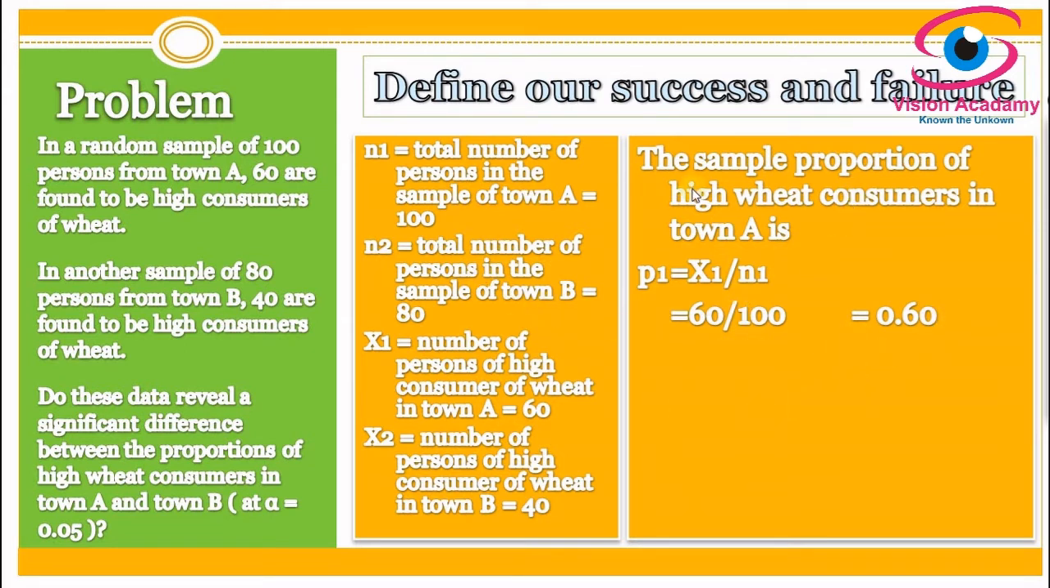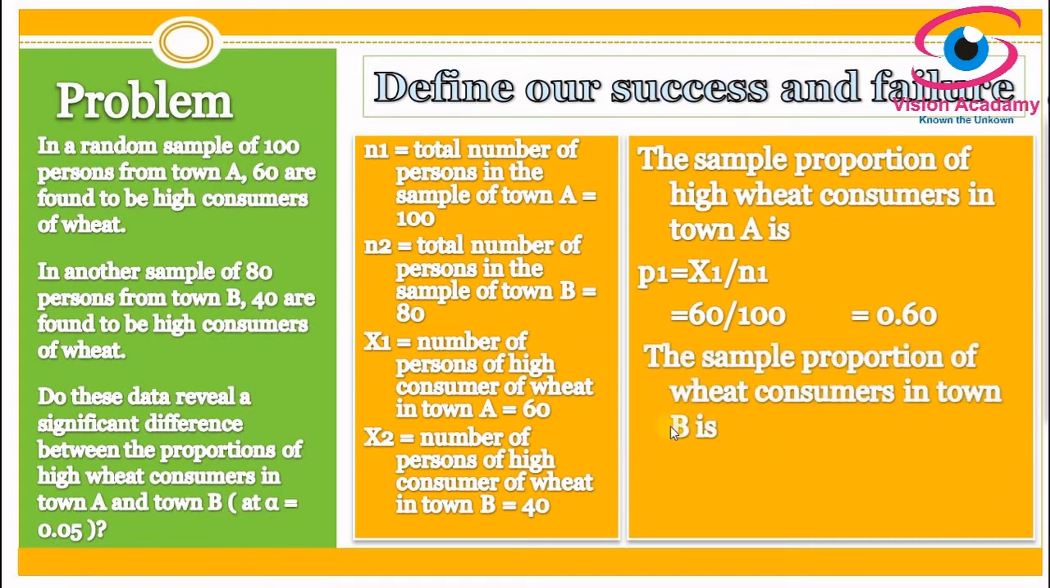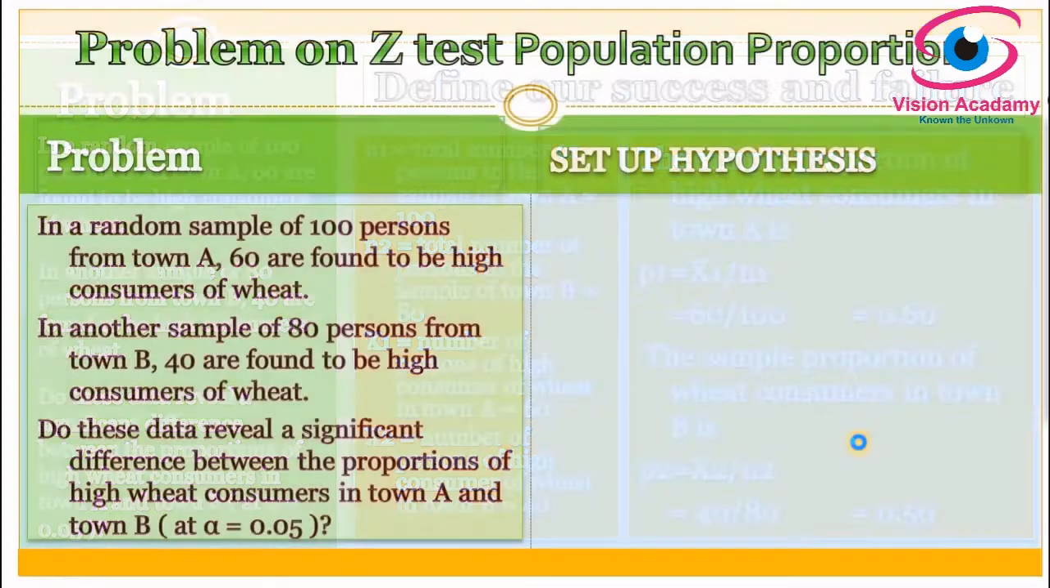Now we want to look into the sample proportion of high consumers of wheat in town B also. So in town B we have to consider X2 and N2. So p2 is the success proportion of high consumers of wheat from town B. X2 in town B is 40 and N2 is 80. So our proportion would be 0.50. So once we define our success and failure, we can go for formulation of the null and alternative hypothesis.